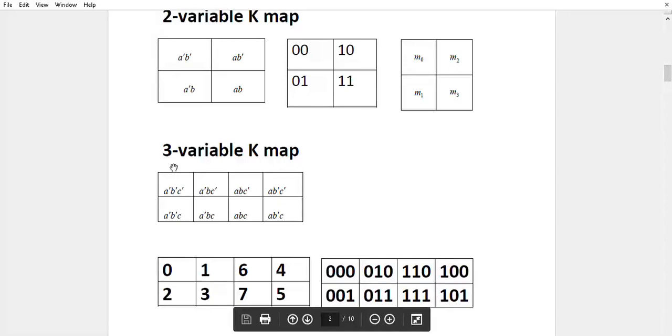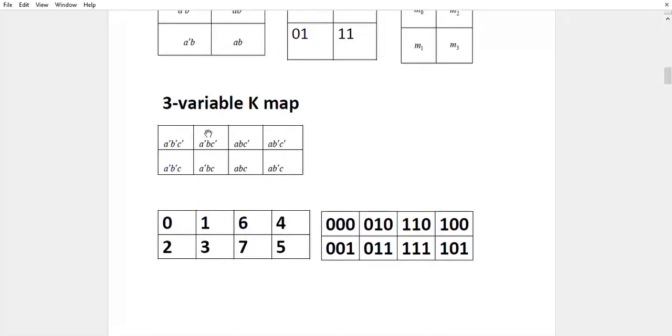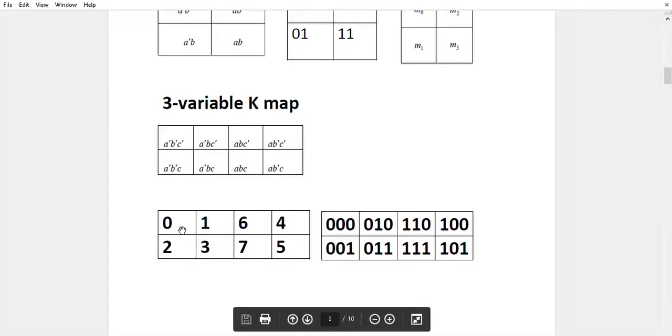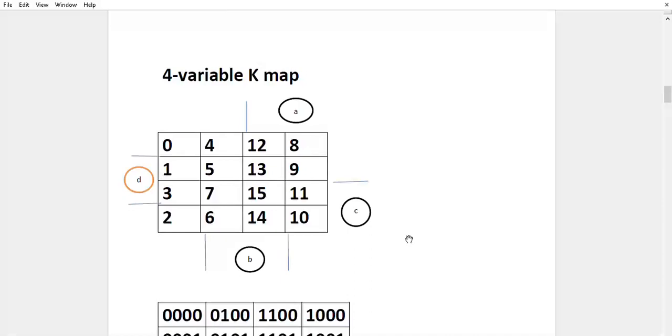And in the case of 3 variables, the variables are a, b, c. And these are the possible inputs. And I look at the placement 0, 1, 2, 3, 4, 5, 6, 7. And this is the corresponding binary representation. And this is more important. Exam point of this is more important.